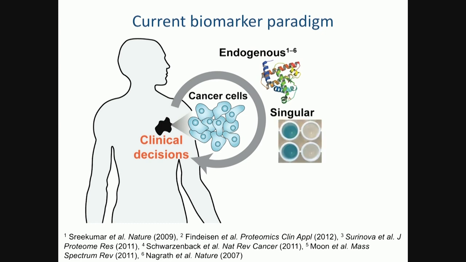The second challenge is that historically these have been singular. The poster child for this is prostate-specific antigen, PSA. As you all know, if you have just a single marker and you define a threshold, then you are going to be doing either a sensitivity trade-off or a specificity trade-off. If you're super sensitive, then you're going to have false negatives. And if you set the threshold lower, then you're going to have false positives. So that's the challenge with having a singular biomarker.